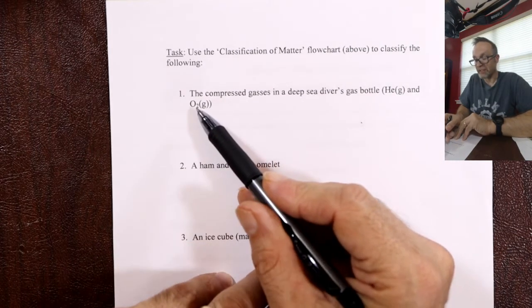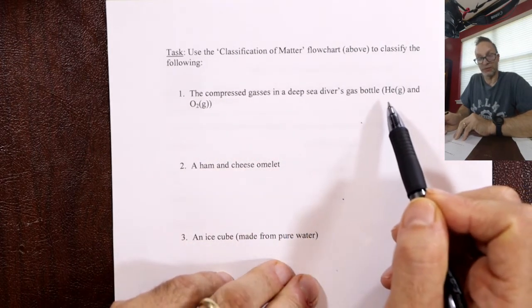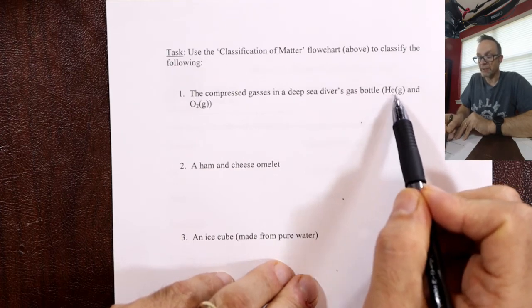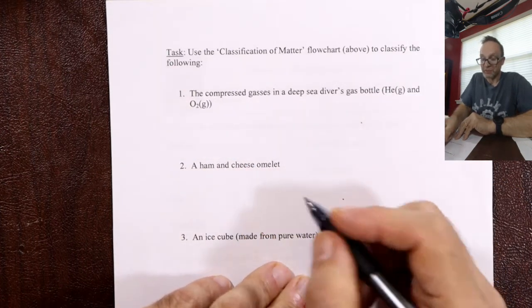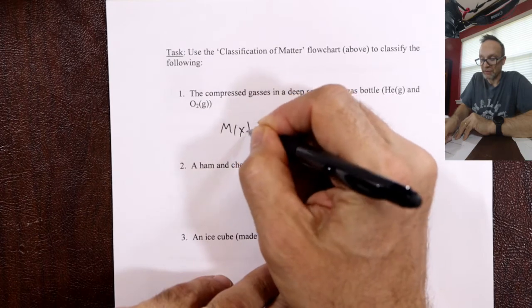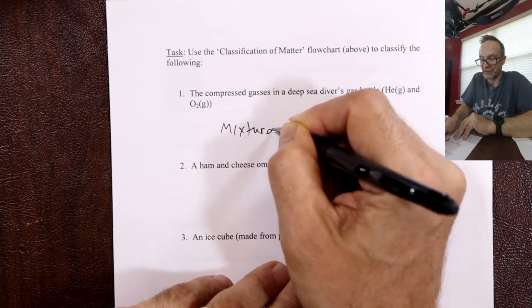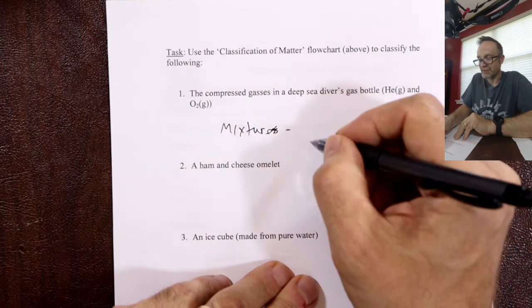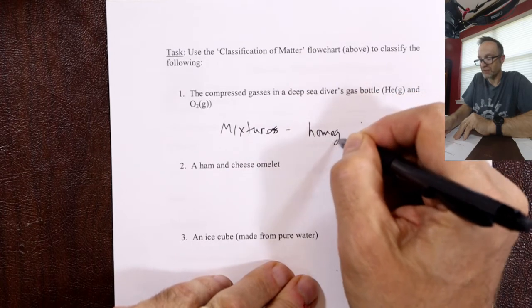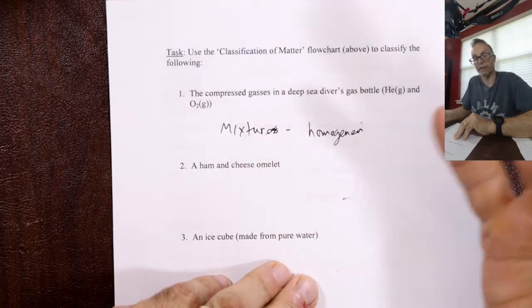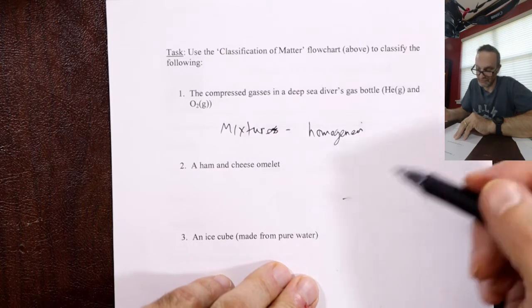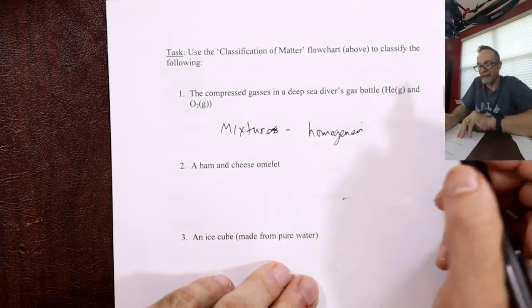First one, the compressed gases in a deep sea diver's tank, helium and oxygen. Well, obviously that's a mixture because it's two things. Two things with a formula, mixture. And I'm going to say it's homogeneous. If you let that stuff out, it's a clear colorless mixture of gases. You can't tell the difference.